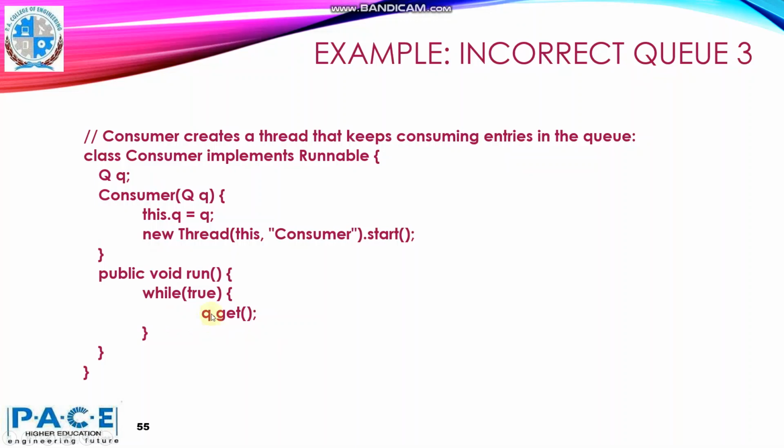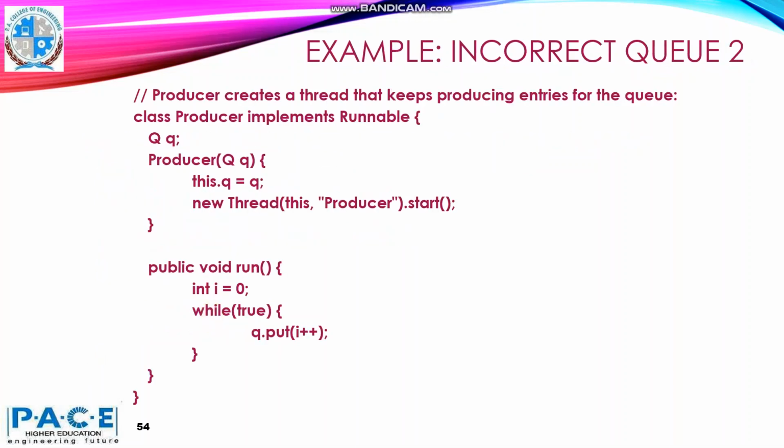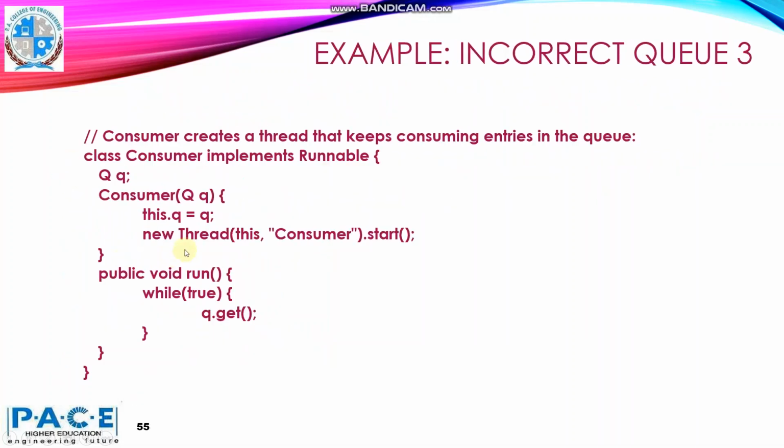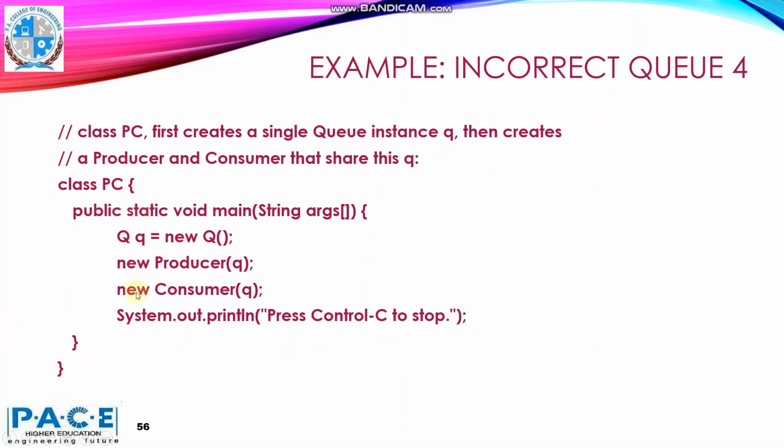And what happens in this method? We go back to the queue class. In the get method, the consumer prints "got" with the value of n, and it returns that value. So we come back to the class. Continuously the producer is producing the value and the consumer is consuming the value. If we run this, we'll see the output.